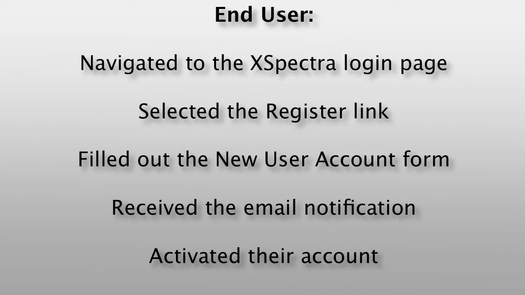To review what I've demonstrated, I've shown an end user navigated to the XSpectra login page, selected the register link, filled out the new user account form, received the email notification, and activated their account. And that is how a new user performs a self-registration with domain validation.